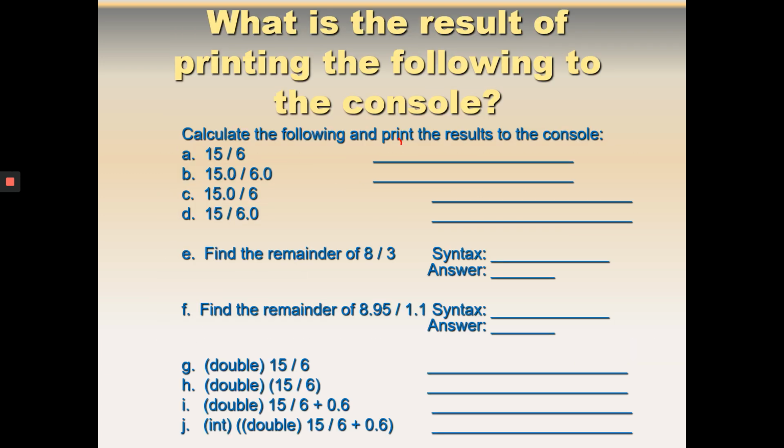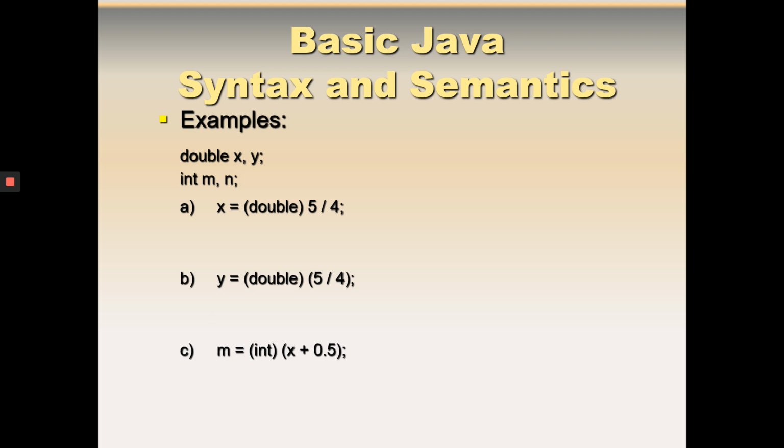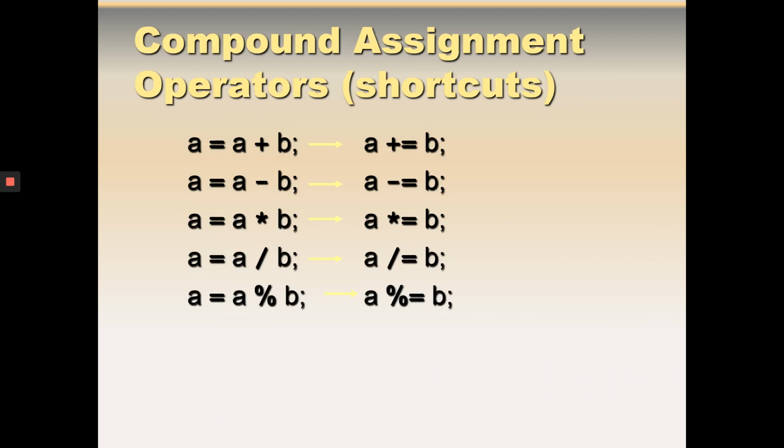All right, so you can go through these. All the answers are on the next page, so I'll go through those at your leisure. And then again, remember casting truncates it. If you want to convert it to a double, that puts a 0.0 after it. So these are more examples you can go through on your own time. I don't want to take up too much of your time. This is a little bit longer of a lesson.